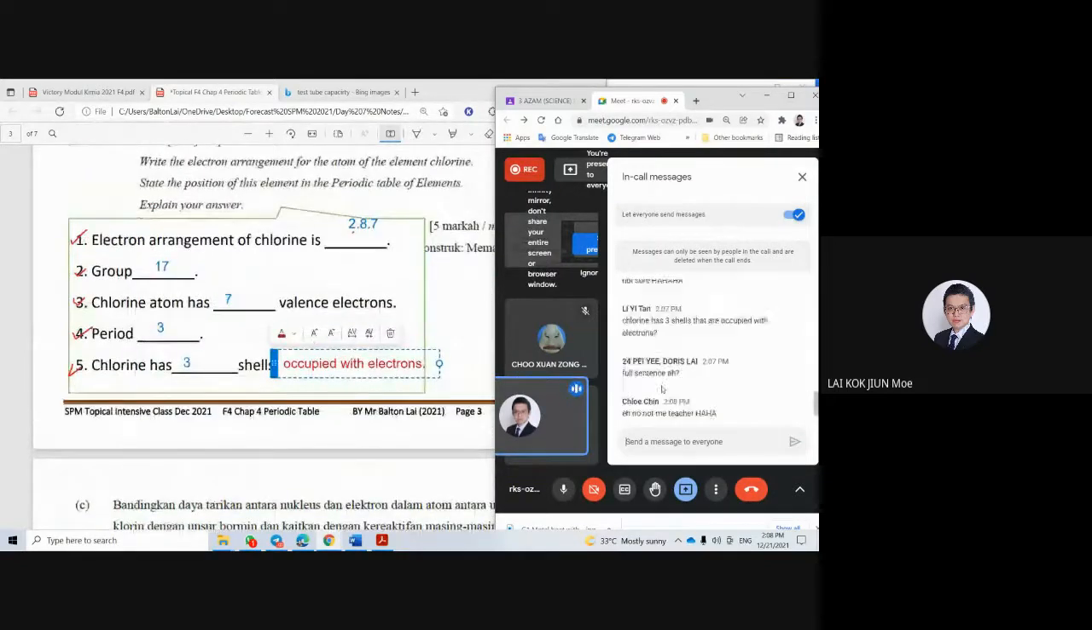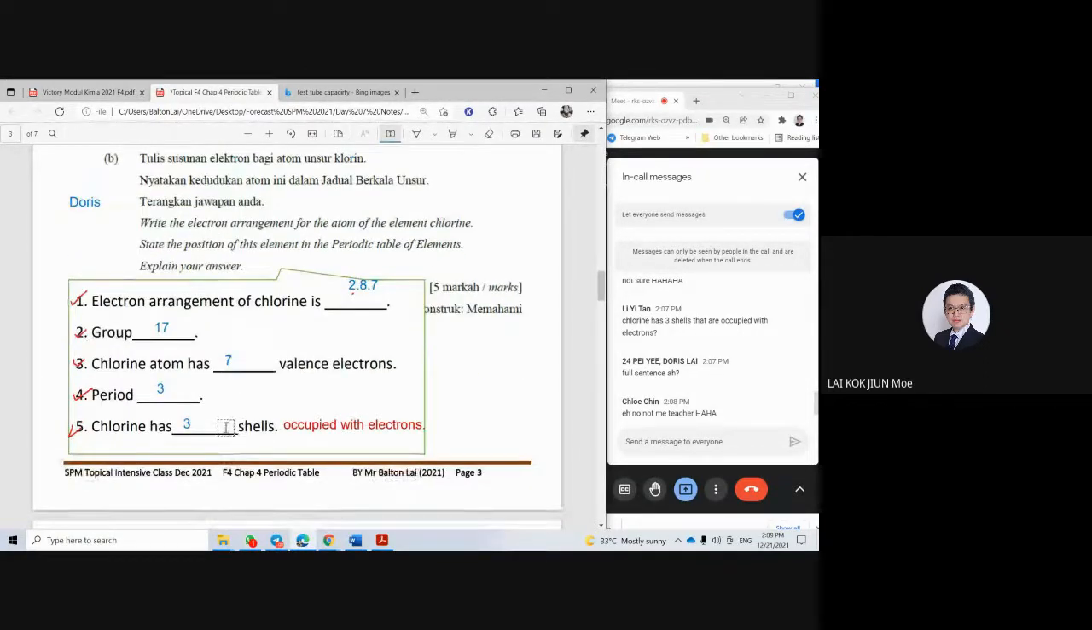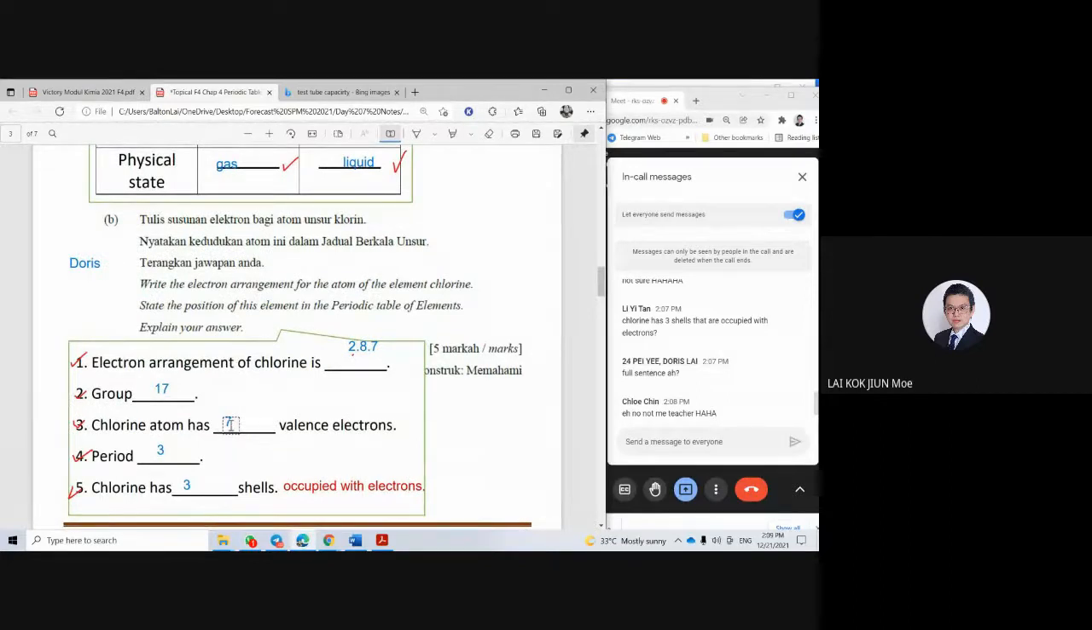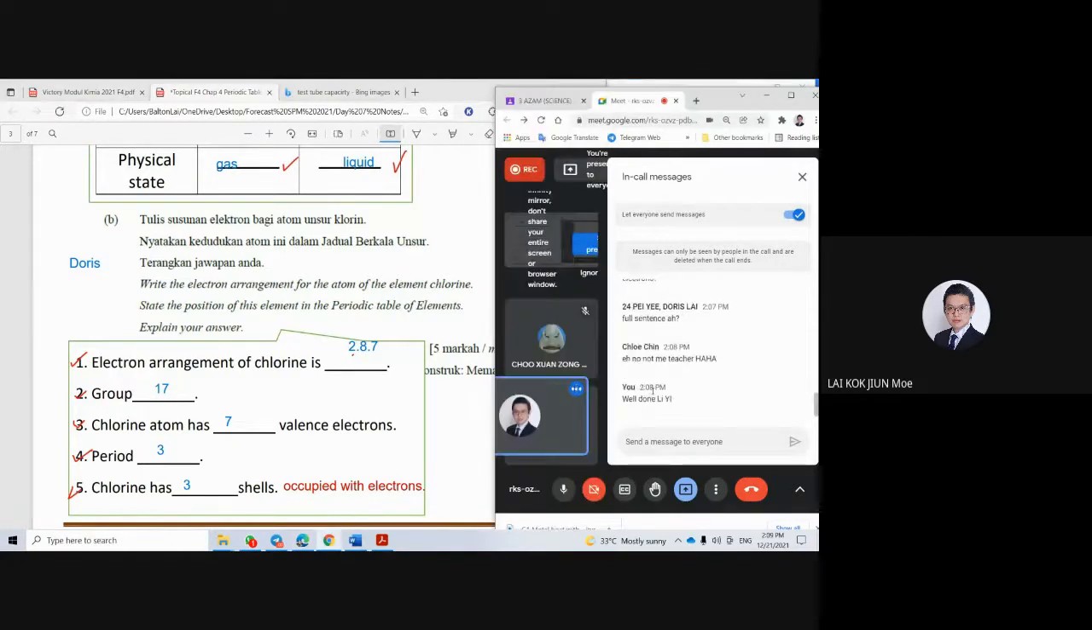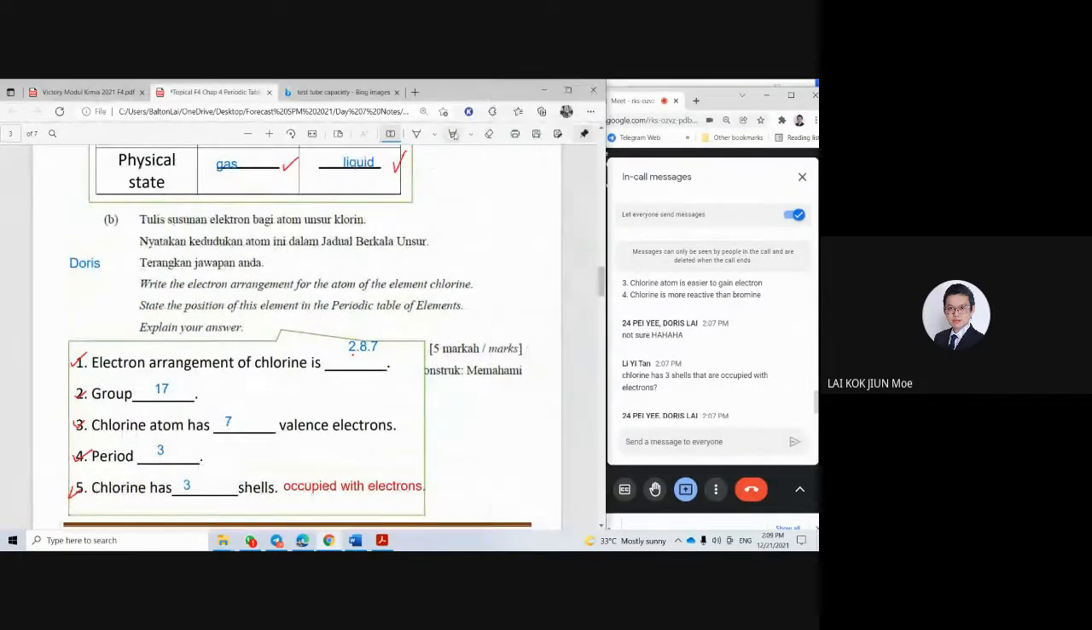We check Doris's answer first, because Doris's answer has some errors inside. I purposely put the mistakes inside. So sentence 1, 2, 3. Electron arrangement of chlorine is 2.8.7. Group 17. Chlorine atom has 7 valence electrons. So every time you give an answer, be careful and check properly. This one must have it.